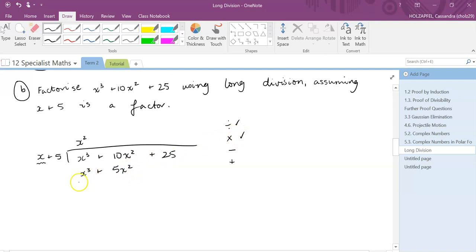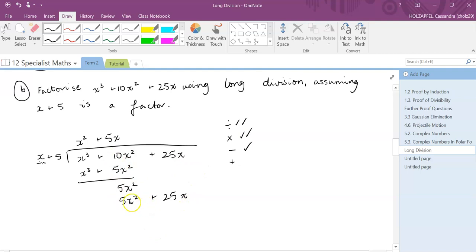Next, we're going to subtract, so we end up with 5x squared. I'm not going to bring that one down just yet. Okay, so now working from here, x fits into 5x squared, 5x times. X plus 5 times 5x is going to be 5x squared plus 25x. Oh, sorry, this was supposed to be 25x. I was wondering why that was a bit different. So then I've done my multiplication.